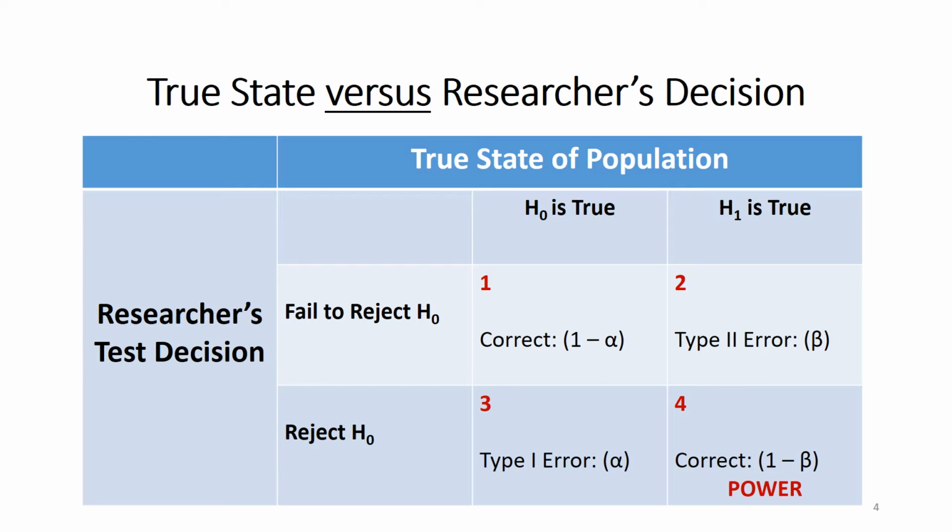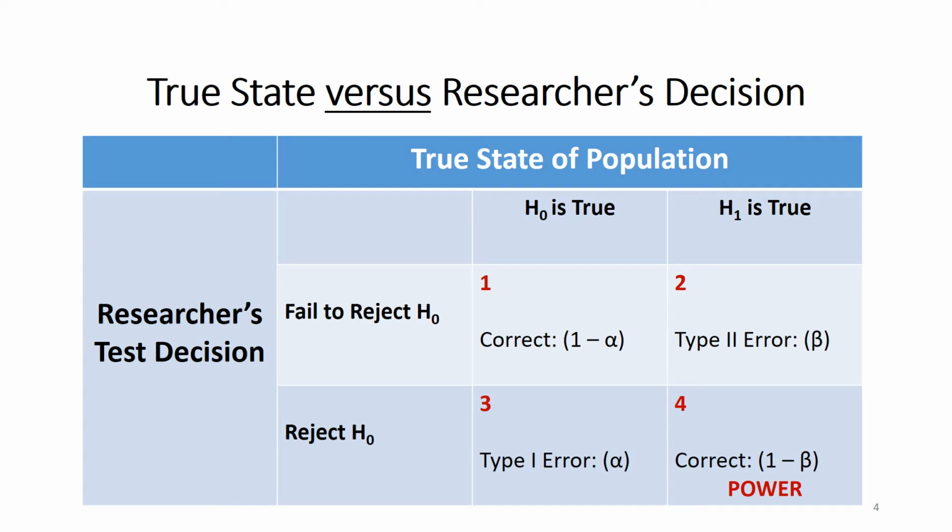So what happens to land in the power box? Well, our test decision is to reject the null hypothesis. So we reject the null hypothesis and go, oh my goodness, we found something. There is a significant change in average weight of male inmates, or there's a significant difference between these two groups, or this pill had a significant effect on some sort of illness, whatever it is. We are excited. We think we found something. And sure enough, H1, the research hypothesis, was in fact true. So that's the match there.